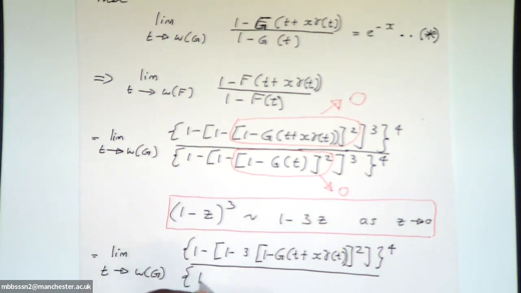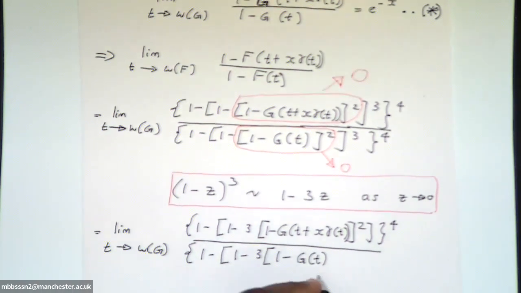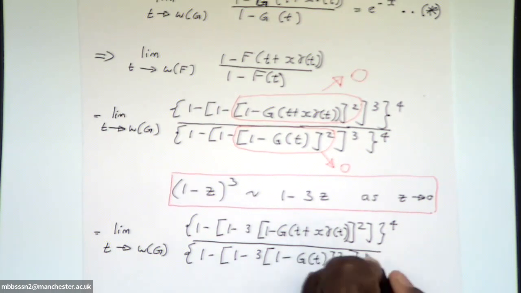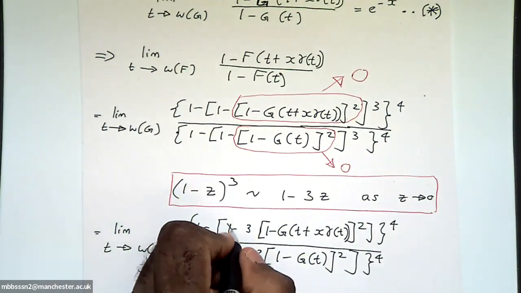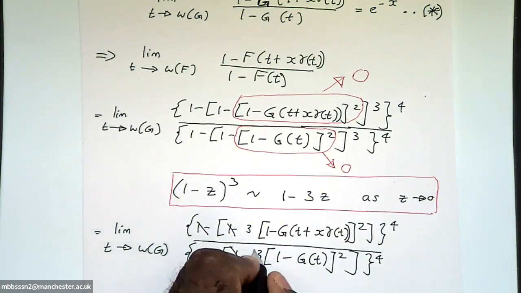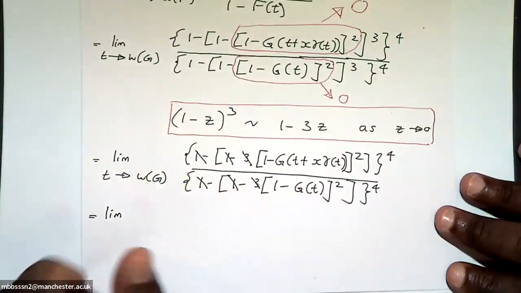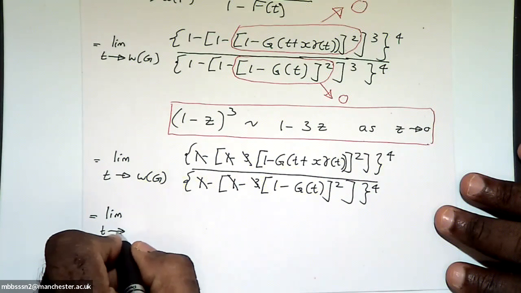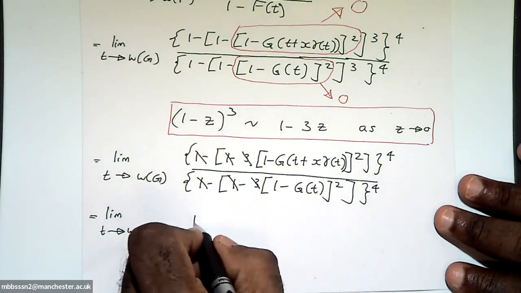You follow me, guys, or no? All right, so the 1 here and the 1 here cancel, and the 3 and the 3 cancel. So what you have is the limit, right? So a lot of things cancel.